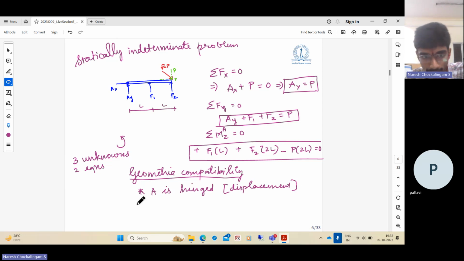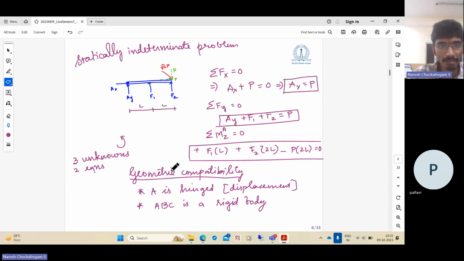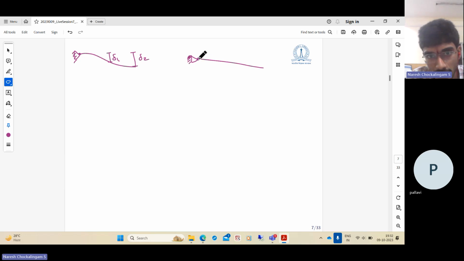And more importantly, ABC is a rigid body. So if ABC is a rigid body, what are all the admissible deformable configurations? You cannot have the rigid body deform like this. It is not a deformable beam. So this is not an admissible deformable configuration. So if this is the case, delta 1, delta 2 can be arbitrarily specified. This is hinged, of course. But it's a rigid body, therefore this beam has to remain straight after deformation.